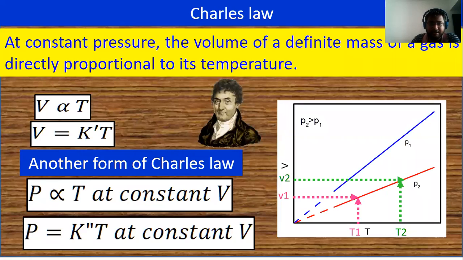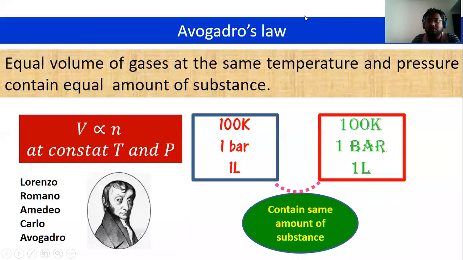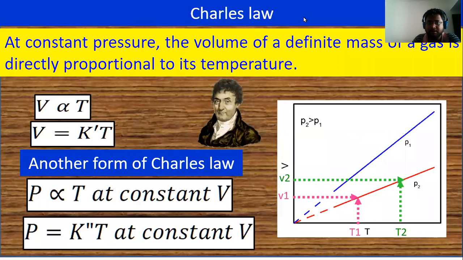So let us look at another scientist. His name is Charles. So what Charles said, this is a picture of Charles: at constant pressure, the volume of a definite mass of a gas is directly proportional to its temperature.